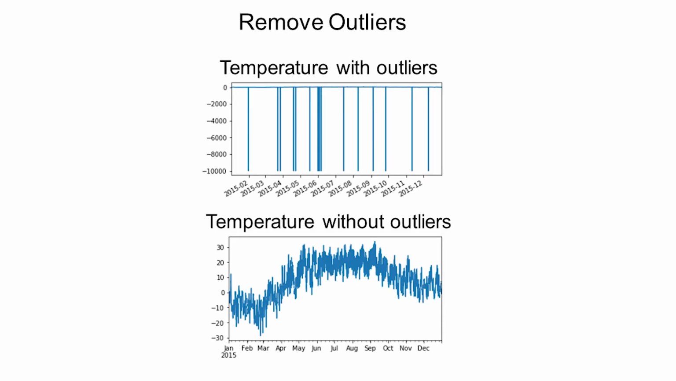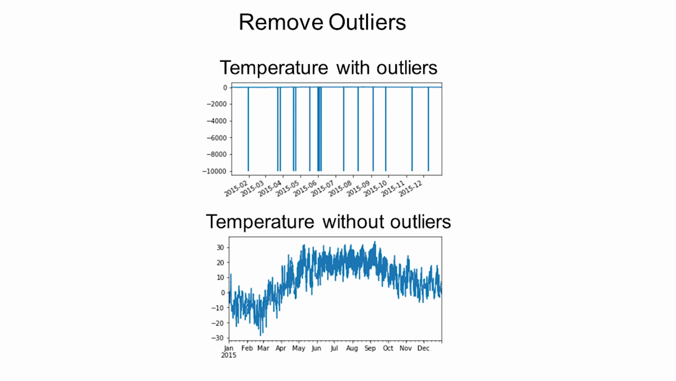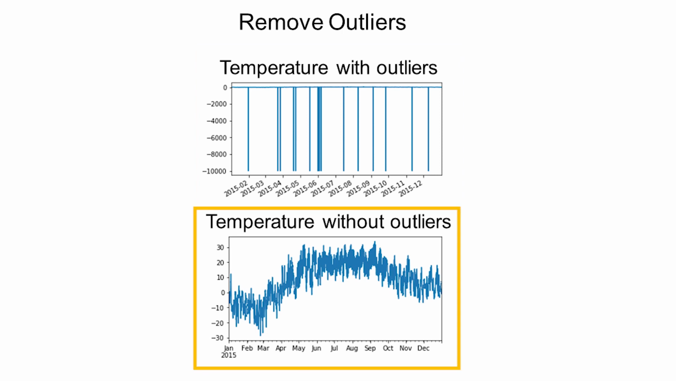In time series data, there are often outliers caused by sensor or system errors. The first chart is an example of a temperature sensor that seems to be recording some pretty weird values. Minus 10,000 degrees Celsius is probably not occurring in the climate that this outdoor sensor is set up in. The next chart shows the same data set with a filter applied to remove those extreme values.